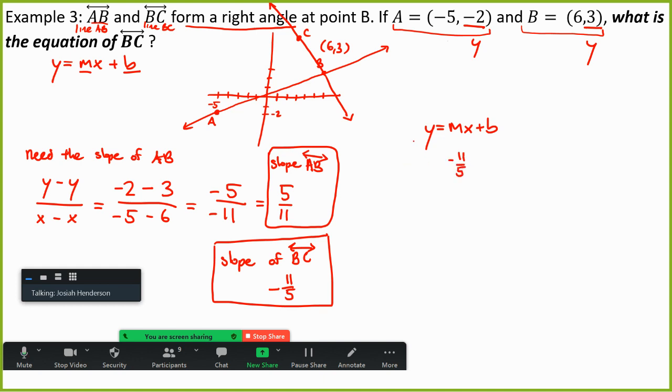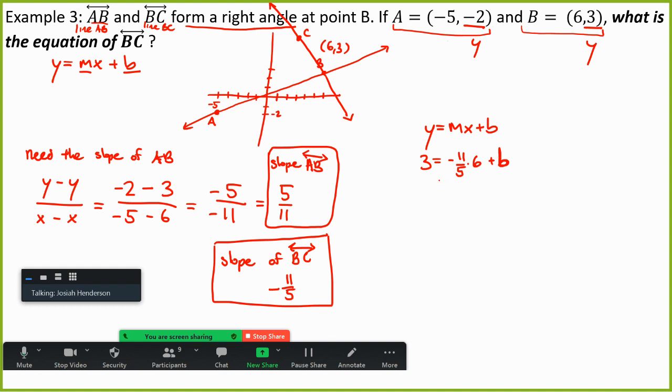X and y, they give us 2 points this time. Which point is on the line BC that we want? Double check what they gave you. Don't just grab either of them. We need to make sure we're using one that's on BC. 6, 3 is on BC, so we'll use 3 for y and 6 for x. All right, and that's plus b.